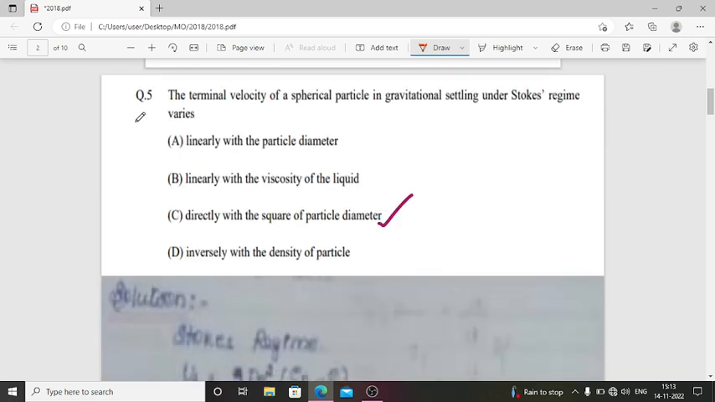Question number 5. The terminal velocity of a spherical particle in gravitational settling under Stokes regime varies. We have 4 options. Answer for this question is option C. I am going to explain how it is.